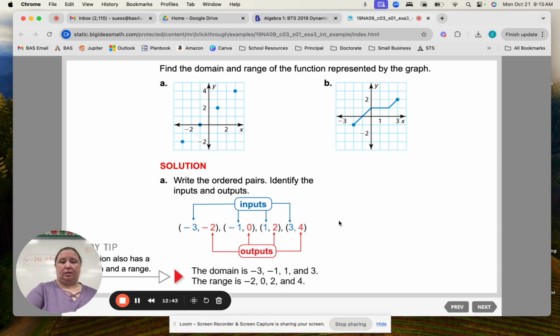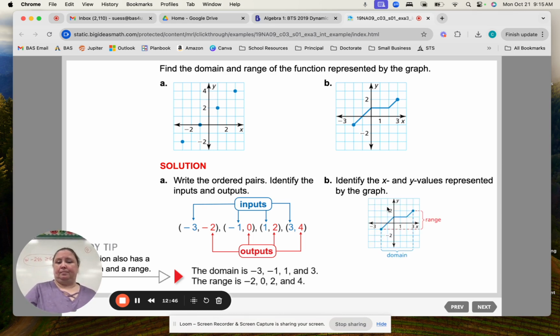That's simple. Okay, so let's look at B. Inputs is x or y? X. So we need to identify the x and y values represented on this graph up here. We have a point over here. We have a point where it crosses the y line, and we have another point over here, right?